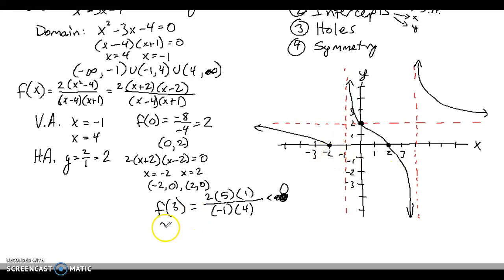Finally, I need something in here. How about -1.5? 2 times -1.5 plus 2 is positive. -1.5 minus 2 is negative. -1.5 minus 4 is negative. -1.5 plus 1 is also negative, so I've got negative times negative is a positive on the bottom. Positive times negative is negative up top, so I have negative over positive is negative. So again, we went down and we have our sketch.